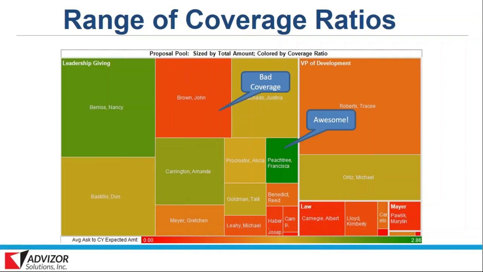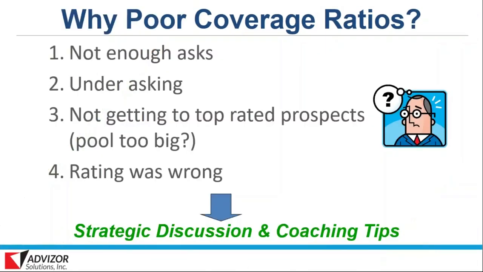Hey, you're doing great on these things, but let's bring the ask levels up. So that's how these things apply. And then we go a little further: why are there poor coverage ratios? Maybe not asking enough, maybe under-asking. Maybe not getting the top-rated prospects. The pool's too big. We see this with VPs and senior people on the teams where they get this huge pool of everybody, and they have a few people who are really high capacity who are just hard to get to because I've got too many people. I'm closing all these other people. It could be that the rating was wrong, or the attachment score was miscalculated.